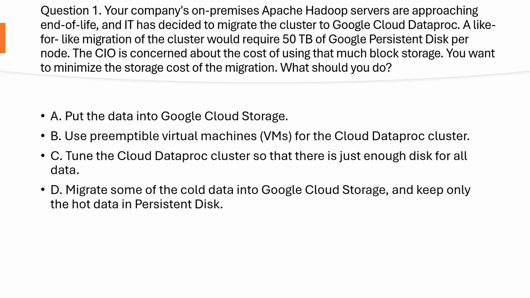A. Put the data into Google Cloud Storage. B. Use preemptible virtual machines, VMs, for the Cloud Dataproc cluster. C. Tune the Cloud Dataproc cluster so that there is just enough disk for all data. D. Migrate some of the cold data into Google Cloud Storage and keep only the hot data in persistent disk.